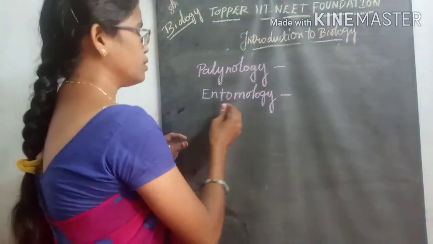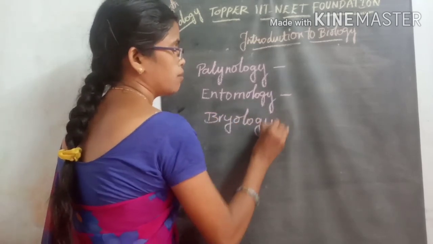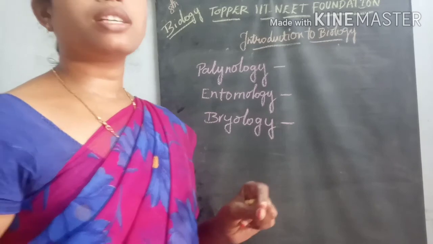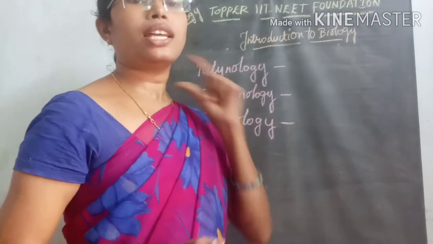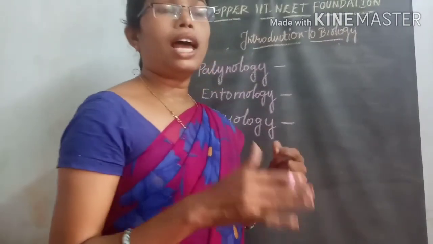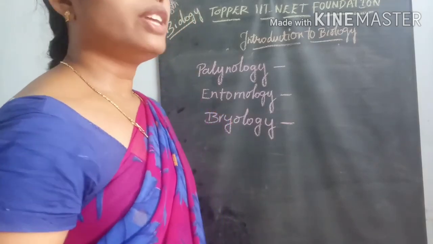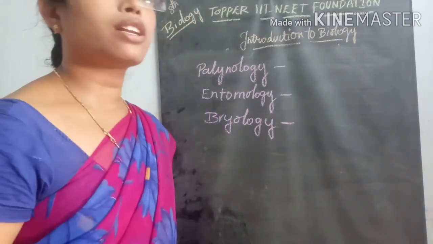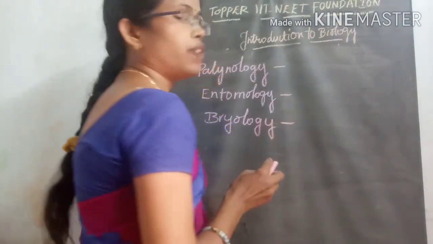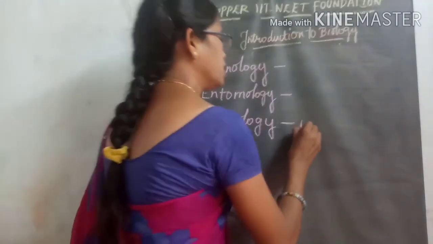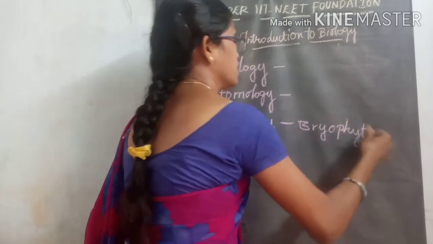And then coming to another important one, that is called Bryology. What is that science? Bryology. In moist land areas, wherever both water and soil are present in the environment, there are some plants growing like green mass-like structures. They are called Bryophytes. The study of Bryophytes is called Bryology.